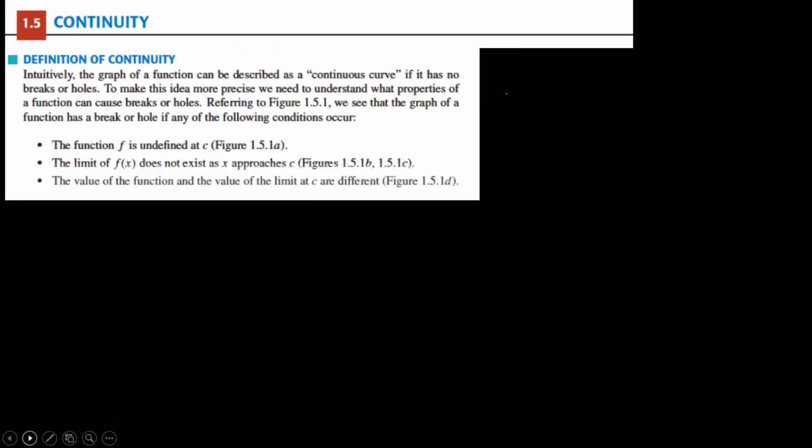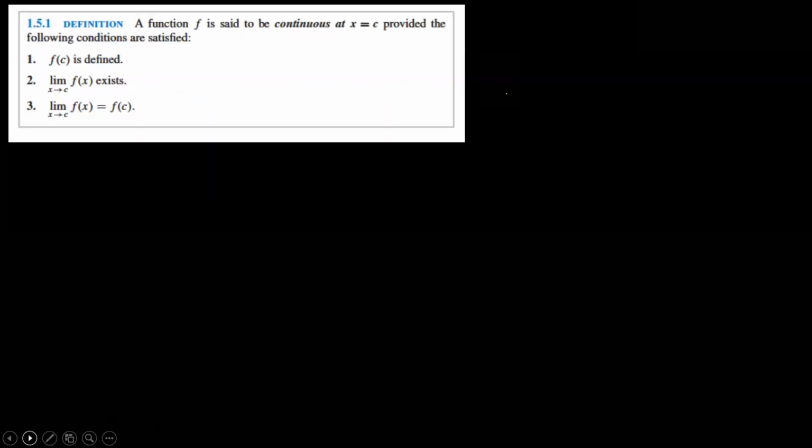Limits of continuity. We said before that we can say the function is continuous at x equal a if the function is defined, if the limit exists, and also if the limit of f of x is equal to the value of f of a. If these three conditions are satisfied, we can say that the function is continuous at x equal a.